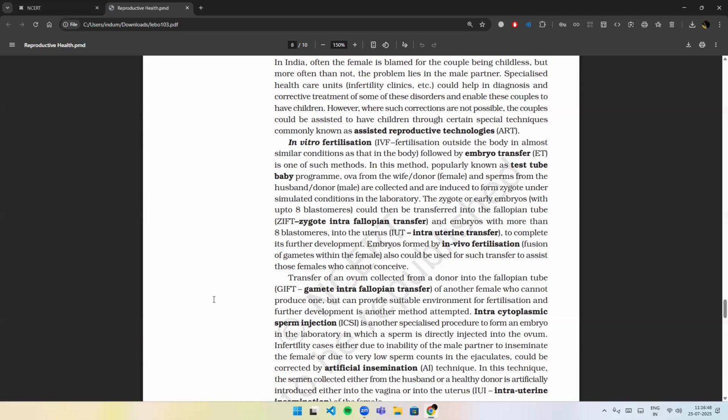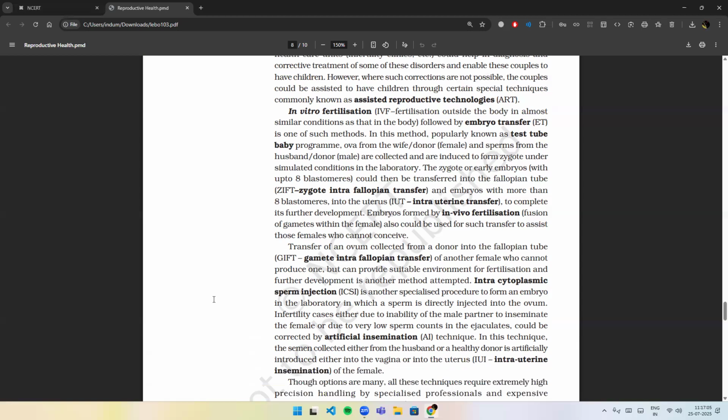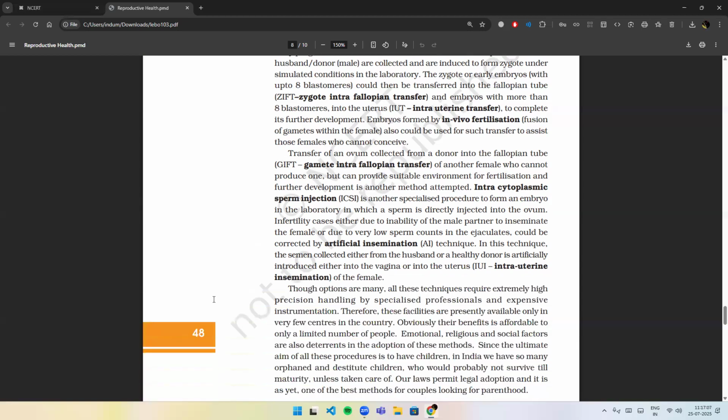The zygote or early embryos could then be transferred into the fallopian tube, and embryos with more than 8 blastomeres into the uterus to complete its further development. Embryos formed by in vivo fertilization could also be used for such transfer to assist those females who cannot conceive. Transfer of an ovum collected from a donor into the fallopian tube of another female who cannot produce one but can provide suitable environment for fertilization and further development is another method attempted.